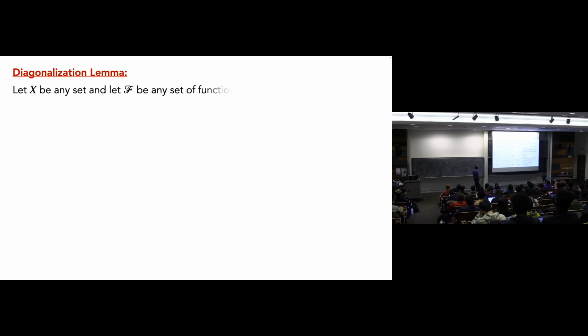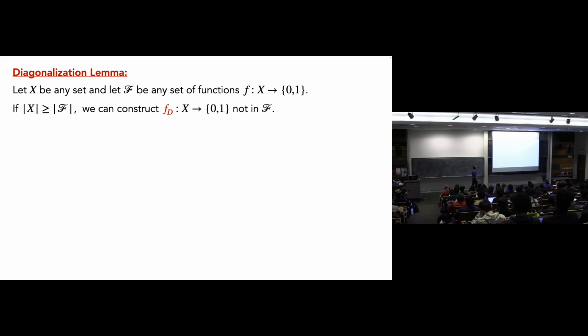Okay, so this is the lemma that we have now, the diagonalization lemma. We can write it out. Let X be any set, and let curly F be any set of functions from X to {0, 1}. Then, if the size of X is at least as large as the size of curly F, the number of inputs is at least as large as the number of functions, then we can construct this diagonal element, f sub d, which is not in curly F. And the crucial thing is, this is the condition we need. And the crucial thing is, this works.